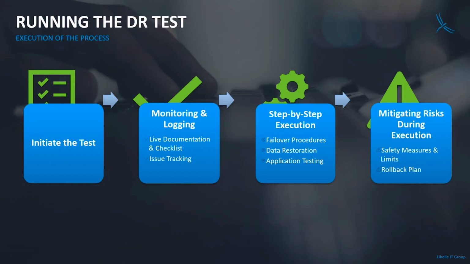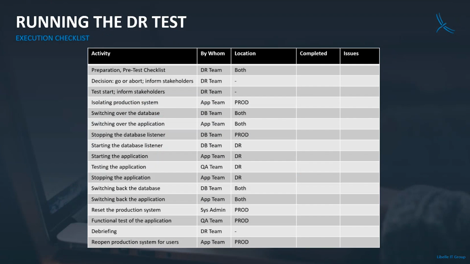So it could be either that we test our failover mechanism, our backup mechanism, or we test our application. While testing, we also need to prevent risks. So we need to follow our safety measures and stay inside safe limits. We also need to have our rollback plan available, so that if in the middle of the test we see that we can't continue, we have a way of going back to a healthy production system. That is what the rollback plan is for. So the planning is very important.